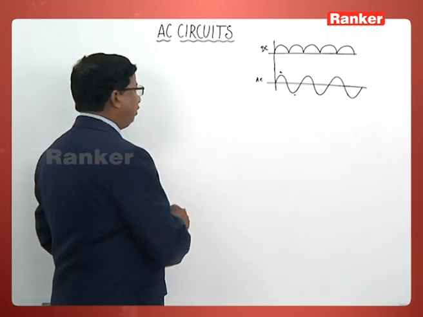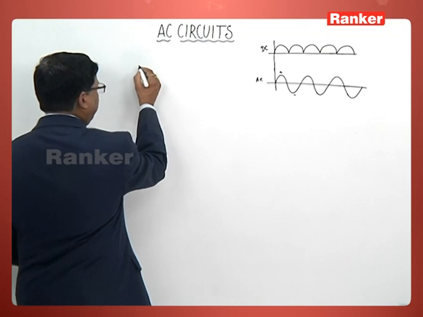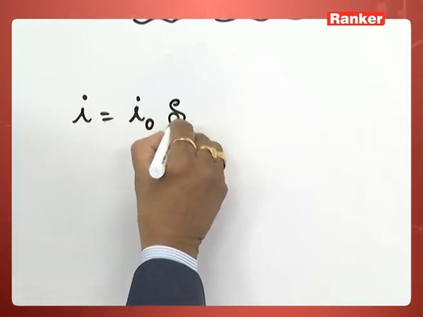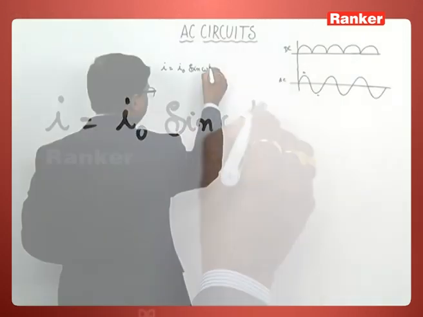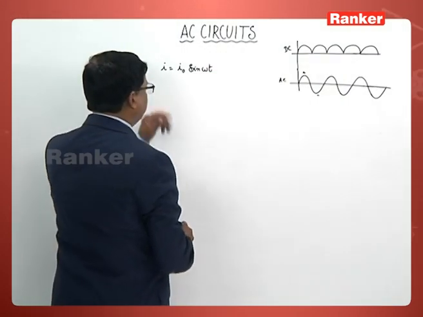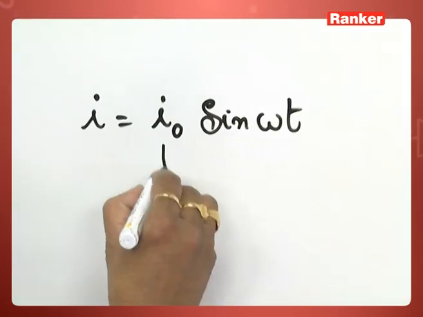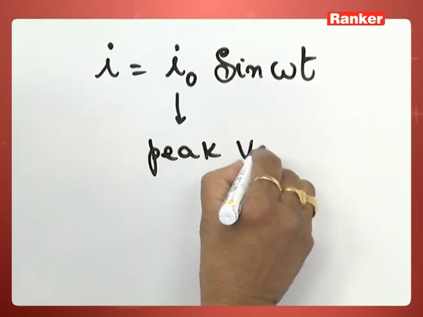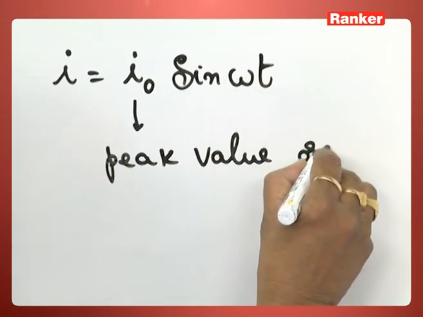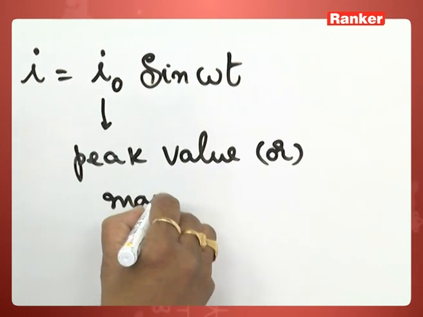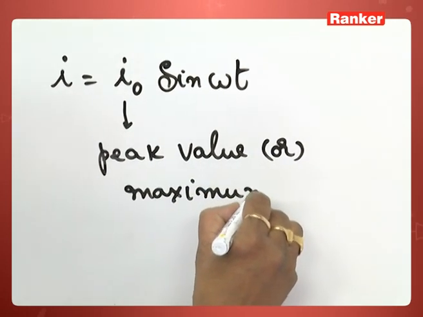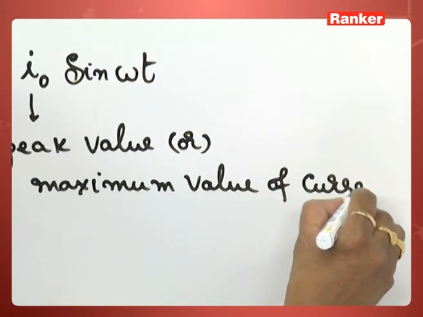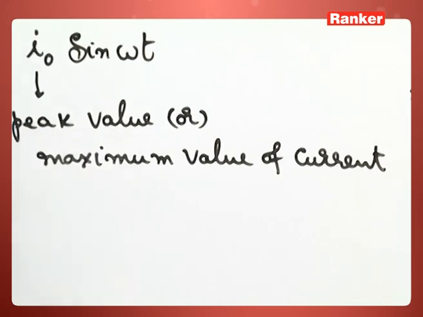The general equation for alternating current, I can be written as I naught sin omega t. We can understand directly this I naught is called the peak value, or you can even call the same the maximum value of current. That is what we call I naught.